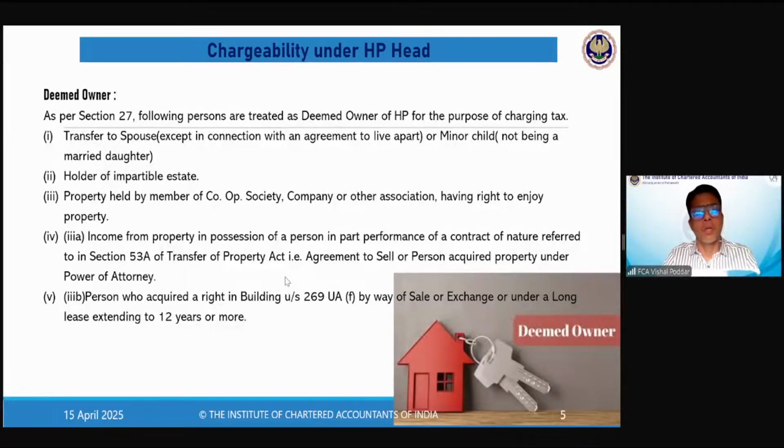These are the cases of deemed ownership, where you are deemed to be owner. In all these cases, the property is not standing in your name, it is in the name of some other person. But the law says you will be taxed for the rental income because you are deemed to be owner of such property. If any of you has a doubt with any of these points, please feel free to ask. You may even unmute yourself if there is any particular question relating to any of this.